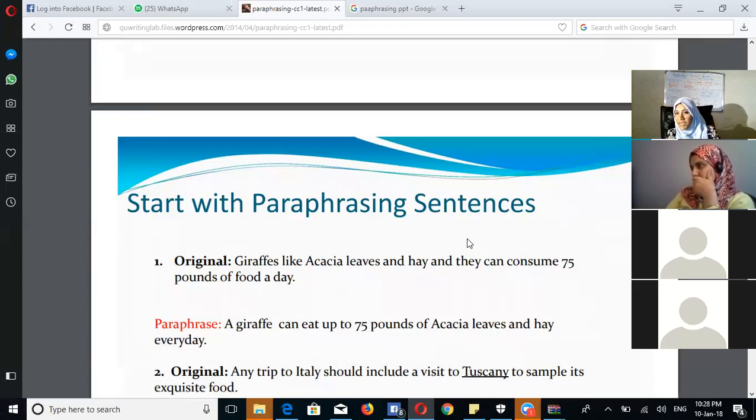Tuscany should be visited. Darling, you can paraphrase the word trip with a journey, for example. A journey. Or you can say an expedition. But an expedition gives a different meaning. So it's better if you use the word journey. All right? Or you can use the word voyage. Voyage. Do you know voyage in French? Voyage is English too. A voyage is a trip. Okay?